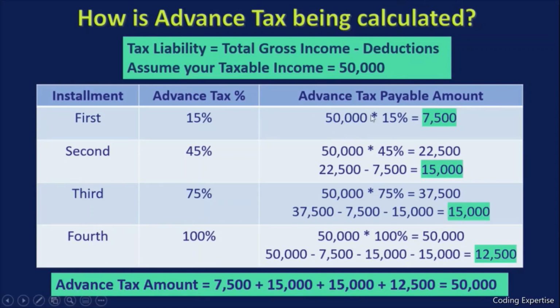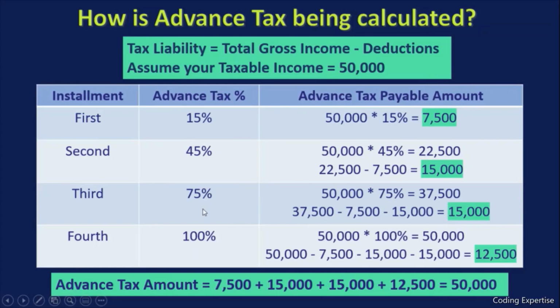Let's assume the taxable amount is 50,000. In this tabular column, I have provided the calculations which are very easy to understand. So whenever you want to calculate the advance tax payable amount, you can refer to this. Nothing too complex here. For the first installment, it is 15%. 50,000 into 15% is 7,500. For the second installment, it is 45%. So 50,000 into 45%, that is 22,500.